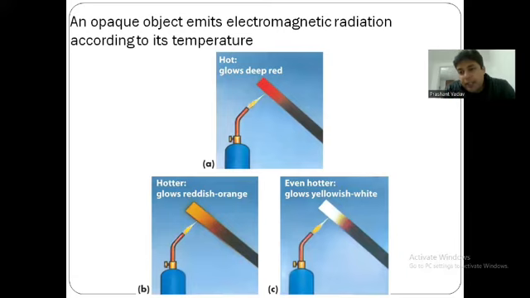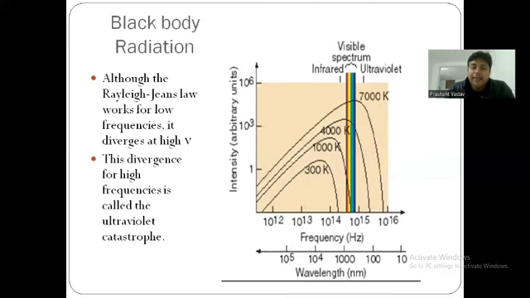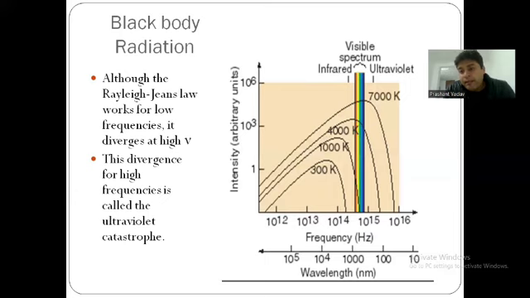We can understand the black body phenomenon by the variation of energy with temperature. We can easily understand this by an example. When we heat an opaque object, it shows a deep red color. But when we increase its temperature, its color turns reddish orange. When we heat the substance more, its color turns yellowish white. So by increasing the temperature, the color of the metal changes.